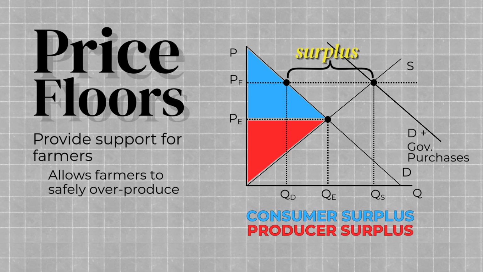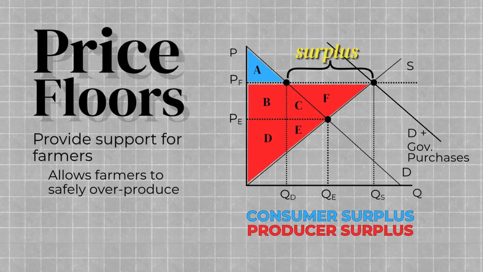The consumer surplus falls to the area under the demand curve and above the price floor, which is represented by A. Producer surplus grows to the area under the price floor and above the supply curve up to the quantity supplied, which is represented by B plus C plus D plus E plus F. As you can see, the social surplus actually increases by the area F.